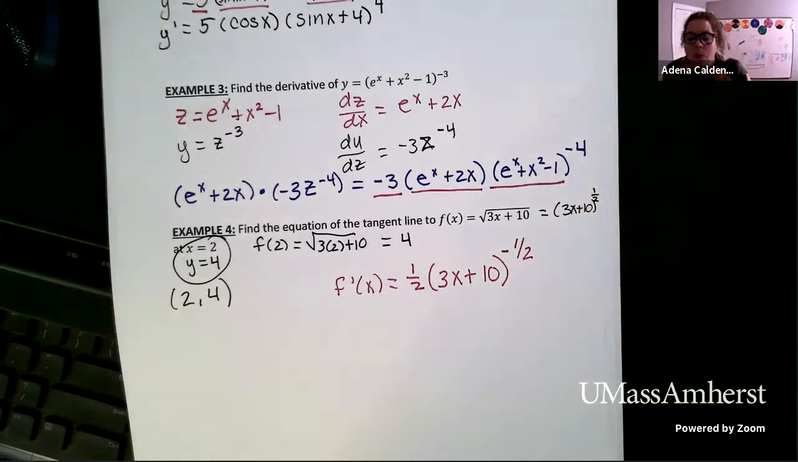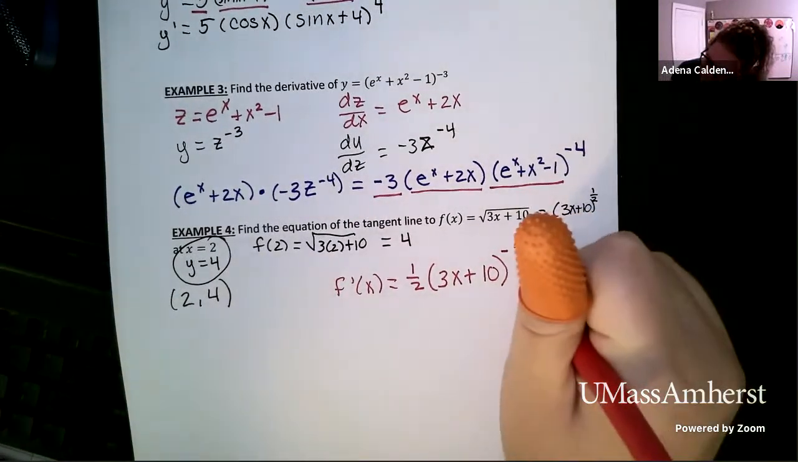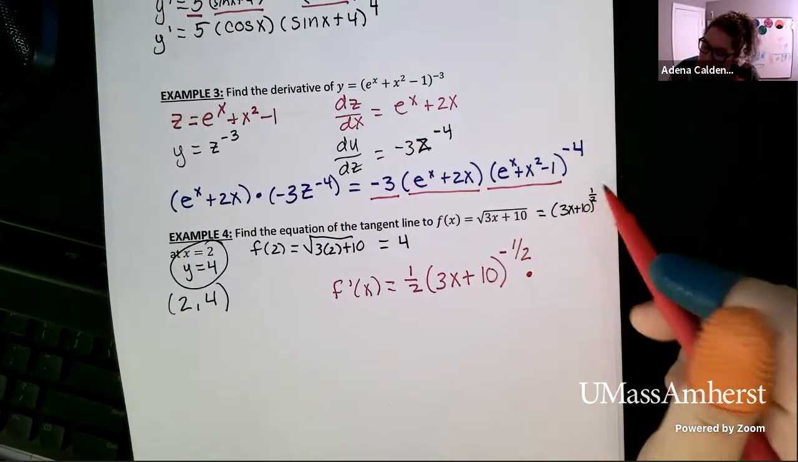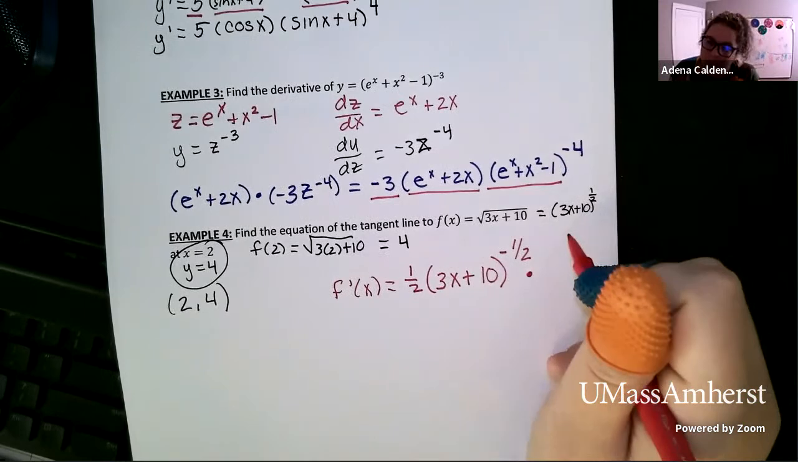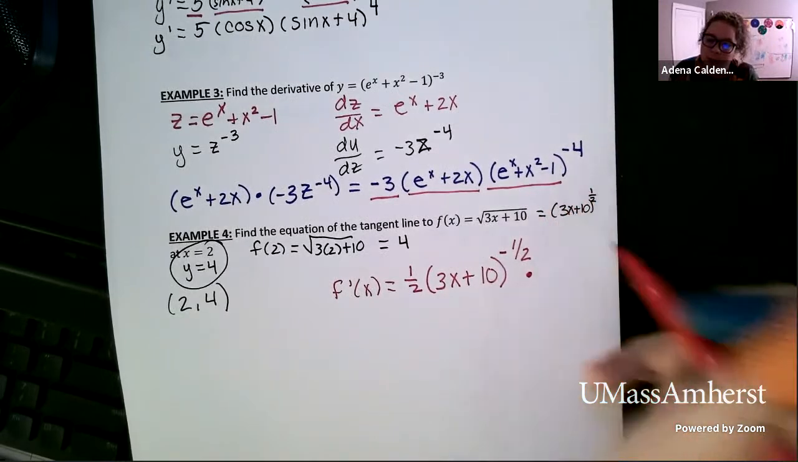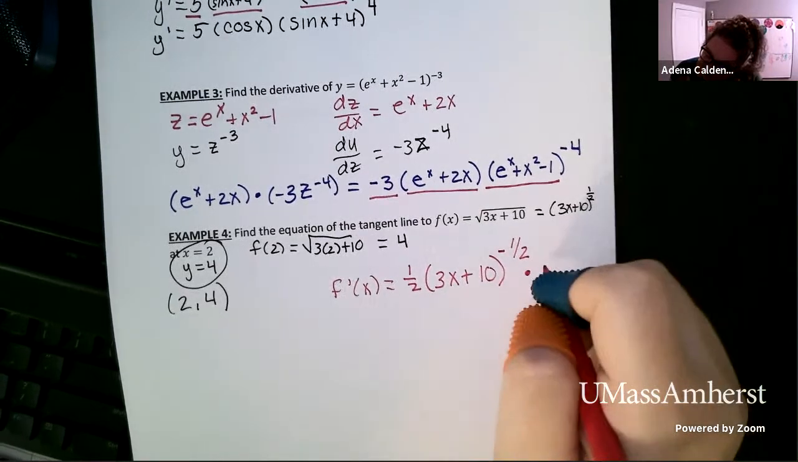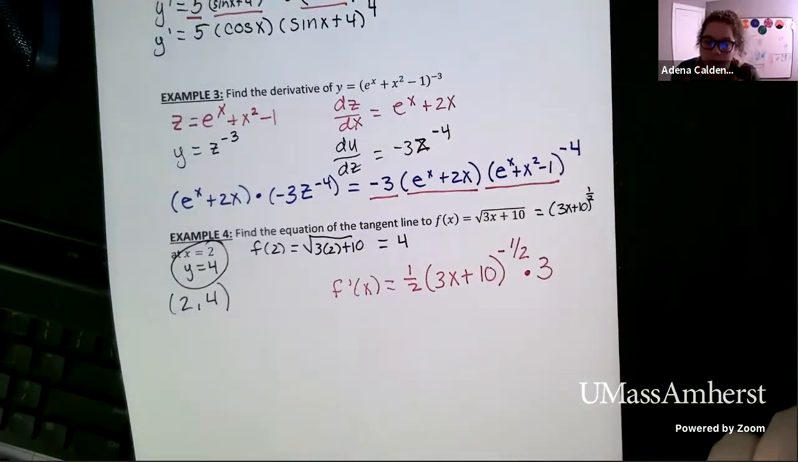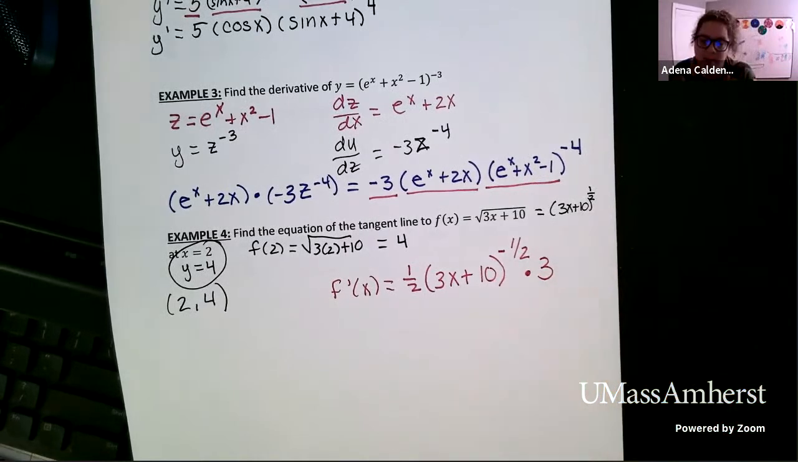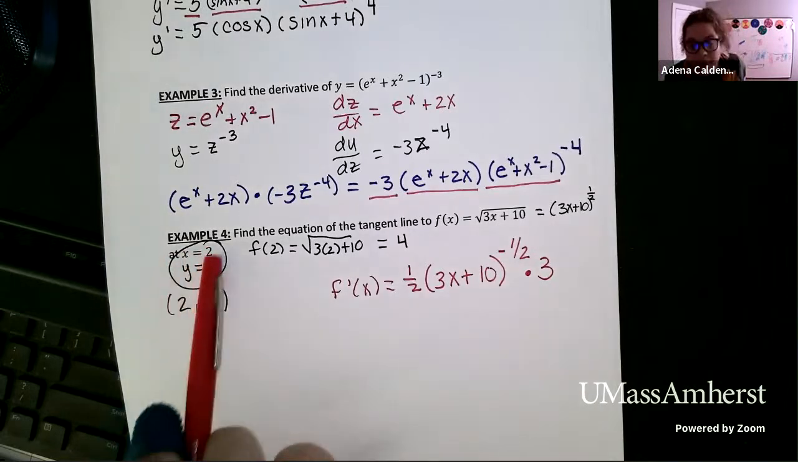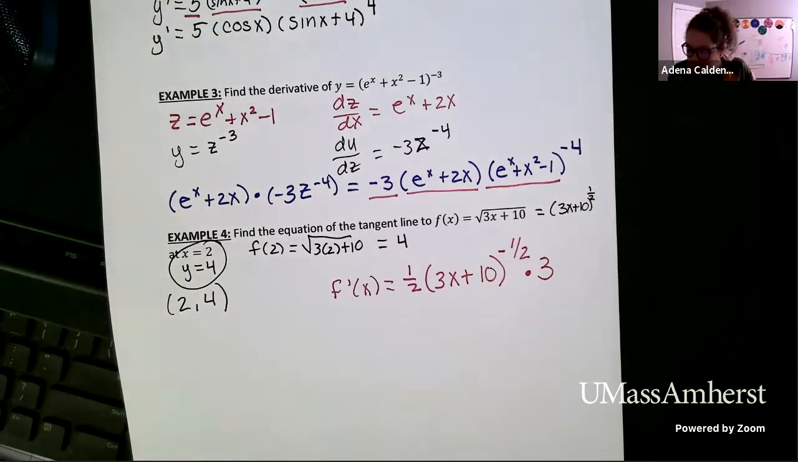Okay. So now I have to remember that that is the power part of this, right? So that dealt with this. And I have to multiply that by the derivative of the inside. So here I look at the inside and I have the derivative of 3x is 3 and the derivative of 10 is 0. Okay, so my derivative looks like this. And now to get the slope, I need to plug in the x value that I'm interested in.